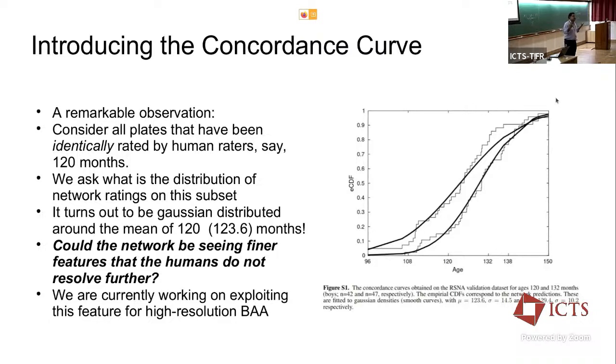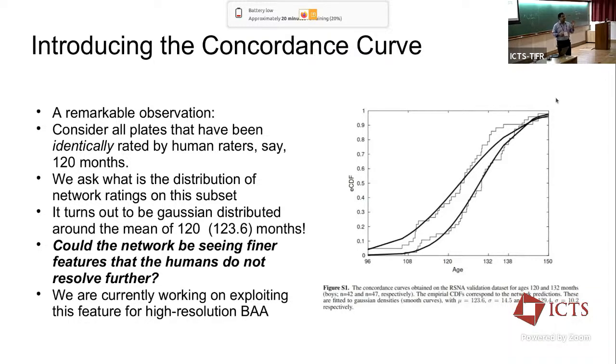Or it could be something more deep. It could be that the network is actually picking out finer differences. It knows to distinguish a 124-month image from a 120 image based on certain calculations that it's doing in the black box. And the humans have all decided it's 120 unambiguously because they need to quantize between 120 and 132 versus 108. So they've decided on 120, but the network knows that it's slightly different. Which of the two possibilities is it?